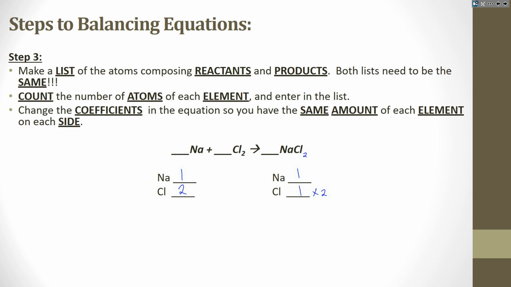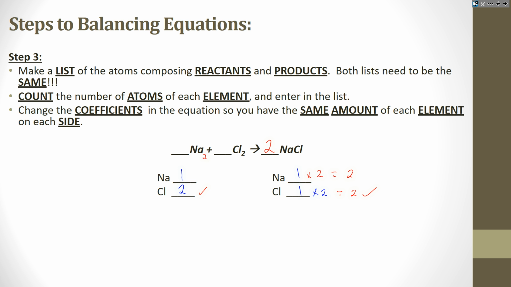I cannot do that though, because now I've changed the formula for sodium chloride. That is not what sodium chloride is. So what I'm going to do is add a coefficient, a big number in front. And that means that I'm going to make 2 molecules of salt, not just 1, which means that now I've multiplied this by 2. But in doing that, now I have 2 of these and 2 of these. So chlorines are good, but the sodiums are not.